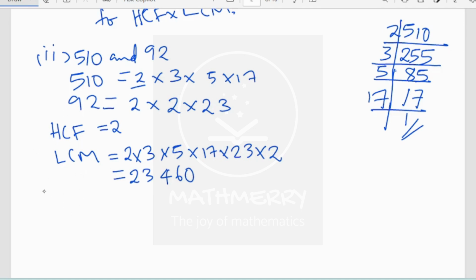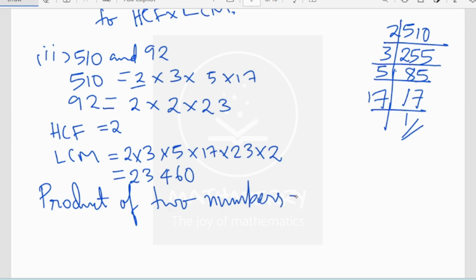So first of all, let's find the product of two numbers. So that's equal to 510 into 92. So when we multiply these two, what we will get is 46,920. So that's our product of the two numbers.